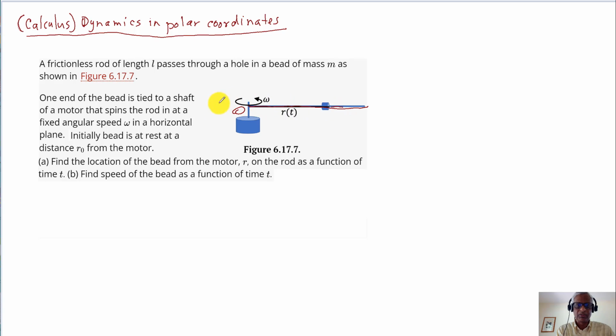frictionlessly. So as you spin it, the bead will just kind of migrate outward like that. Nothing is preventing the bead from actually flying out eventually. So set some t equal to 0, it was there, and this is the time at some later time. And the whole rod is spinning with angular frequency, angular speed here, omega.